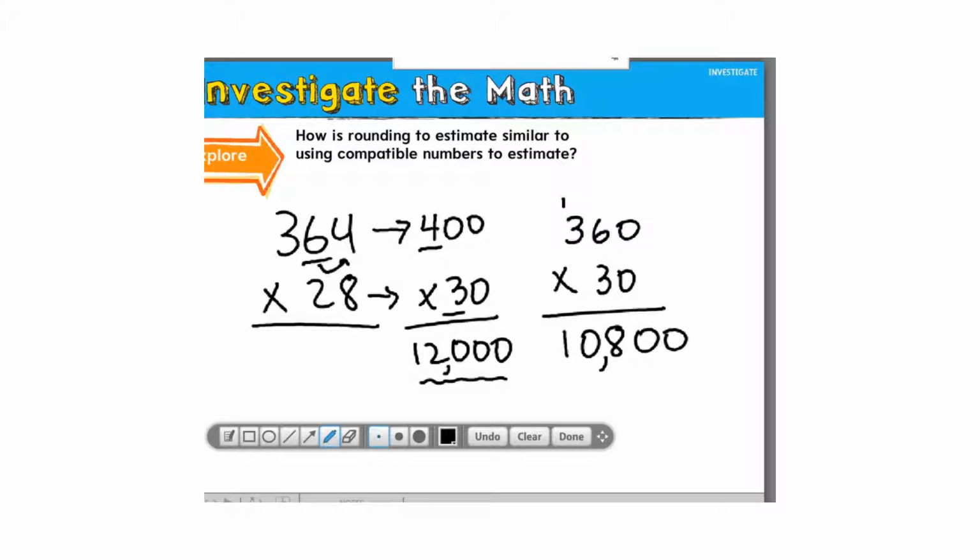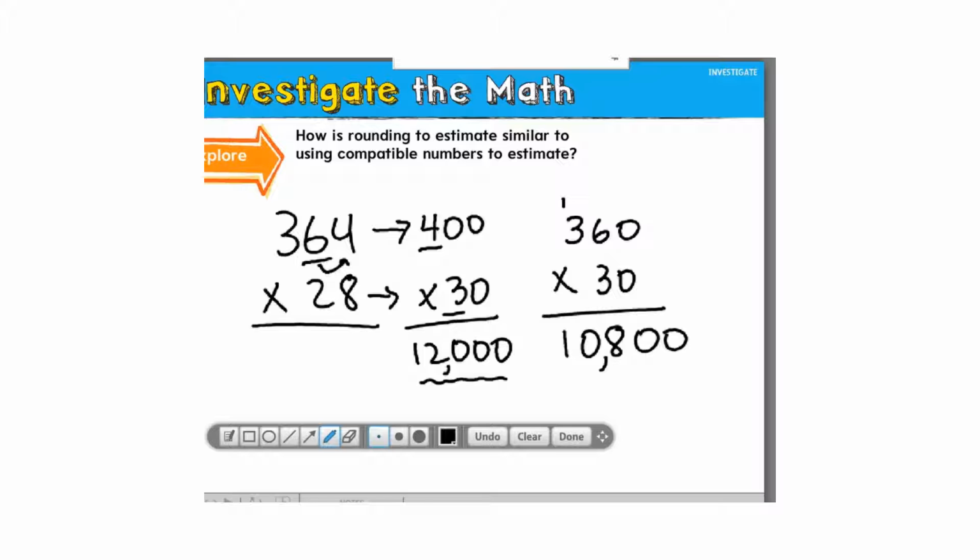The more you change your numbers when you're estimating, like when you're rounding, the further the numbers change from the original number, the bigger the difference between your estimate and your actual answer is going to be. So that's the downside.